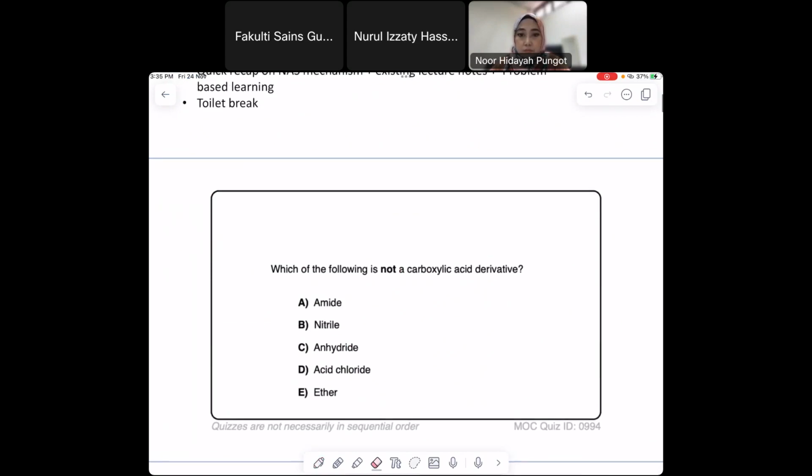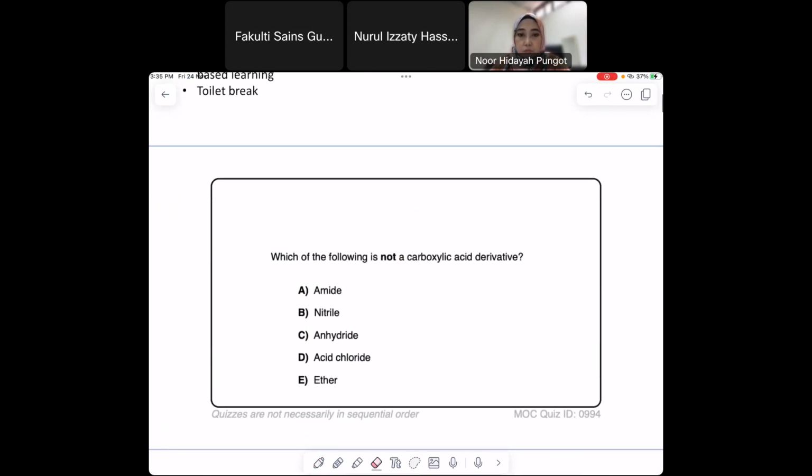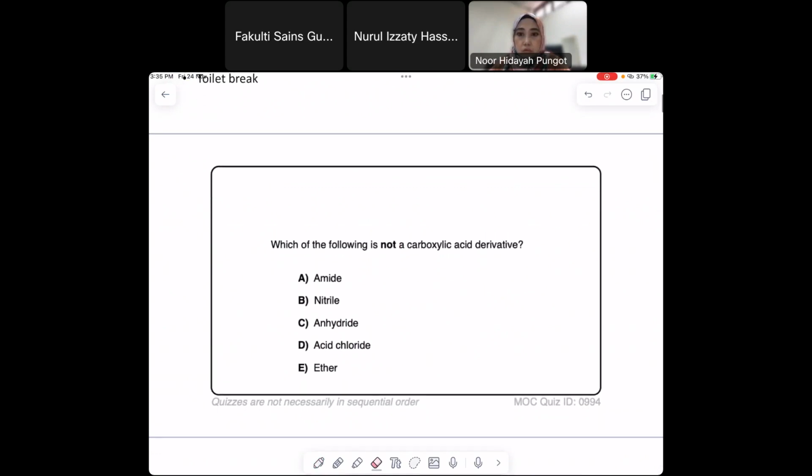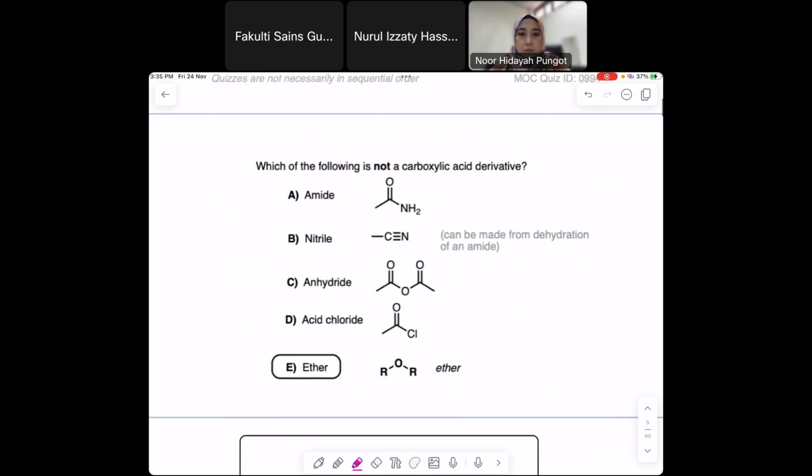So when I looked at the poll just now, how familiar are you with the topic, everyone has basic knowledge. So if we look at the first question, which of the following is not a carboxylic acid derivative? I think most of you know amide is a carboxylic acid derivative. Nitrile is also a carboxylic acid derivative because it comes from the dehydration of the amide, as are anhydride and acid chloride. But ether is not a carboxylic acid derivative.